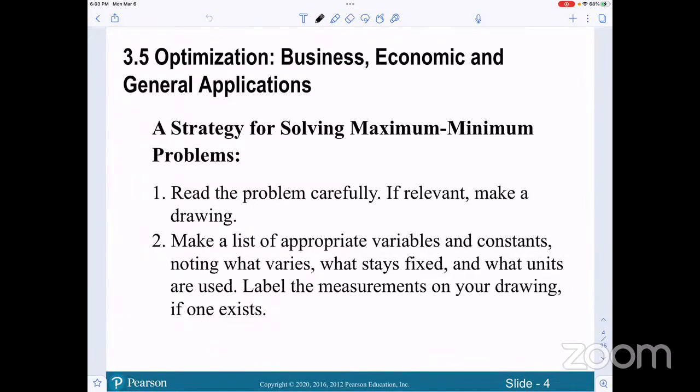So, a strategy for solving maximum-minimum problems. First, read the problem carefully. If relevant, make a drawing. Second, make a list of appropriate variables and constants, noting what varies, what stays fixed, and what units are used. Label the measurements on your drawing if one exists.